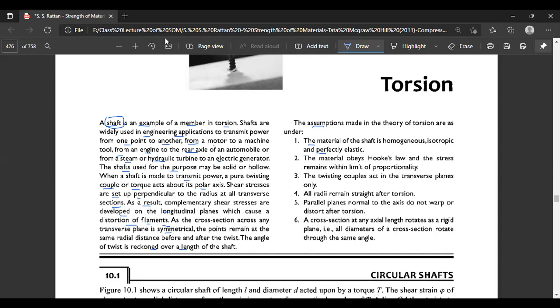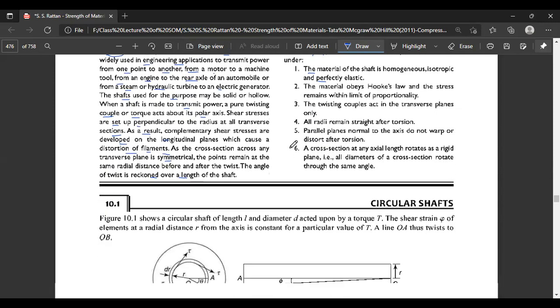A cross-section at any axial distance rotates as a rigid plane. That is, all diameters of the cross-section rotate through the same angle. So a cross-section at any axial plane rotates as a rigid plane at any axial length. Now these are the assumptions of torsion.